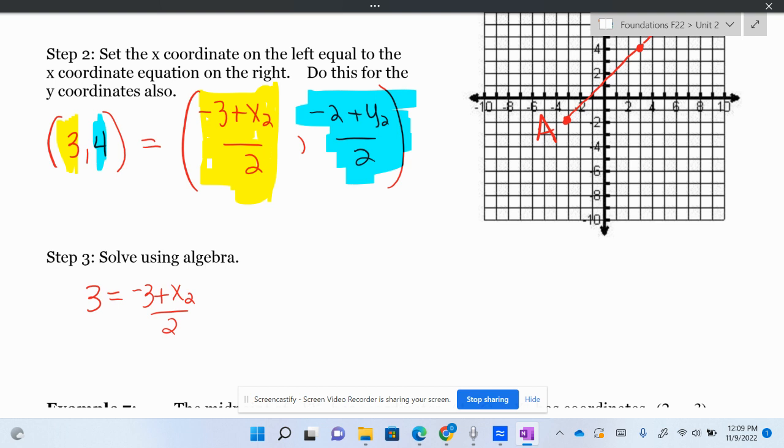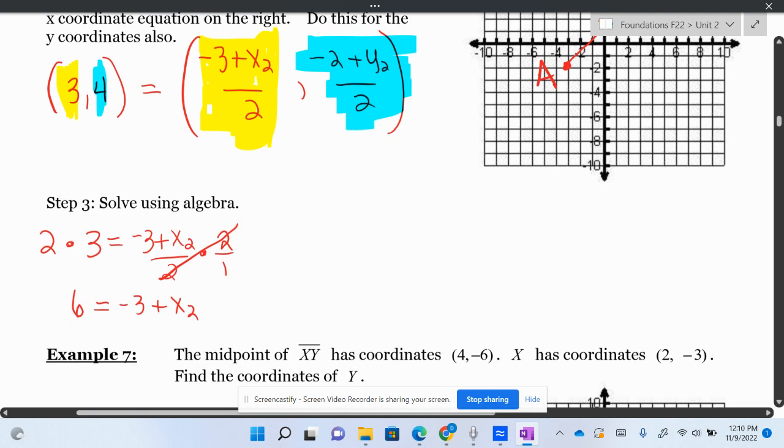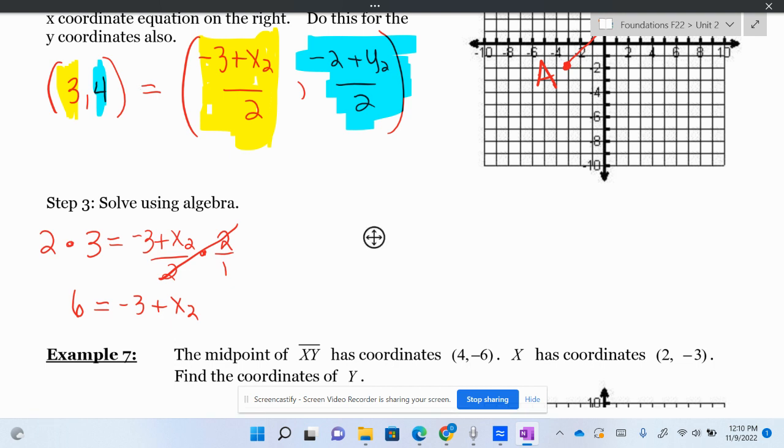What is the opposite of divide? Multiply by 2. So I'm going to multiply this side by 2 over 1, and I'm going to multiply this side by 2. And I do that, so I just end up with 6 equals -3 plus X2. Remember that X sub 2 is just a variable term. How do I get X sub 2 all by itself? I add 3 to both sides. So when I think of the B coordinate, that first term, X, is going to be 6 plus 3, which is 9.